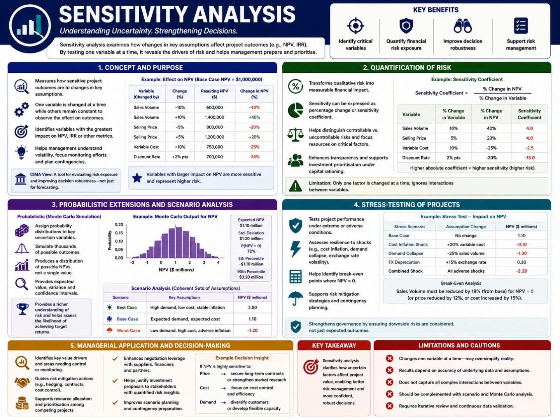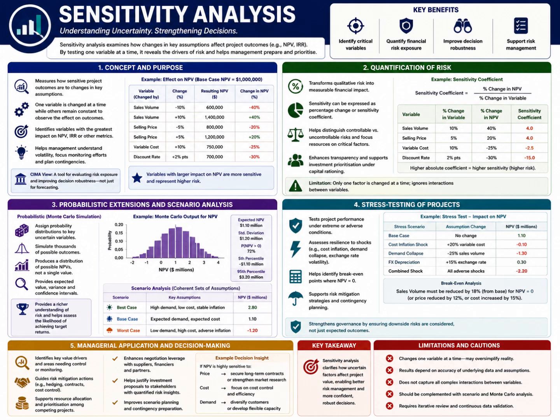Scenario analysis complements this by evaluating coherent sets of assumptions, e.g., best case, worst case, and expected case. Probabilistic sensitivity analysis provides a richer understanding of risk, as it captures interactions between variables. It enables risk managers to visualize the likelihood of achieving target returns, supporting more informed and defensible investment decisions. CIMA regards these advanced techniques as essential for strategic risk evaluation in dynamic environments.